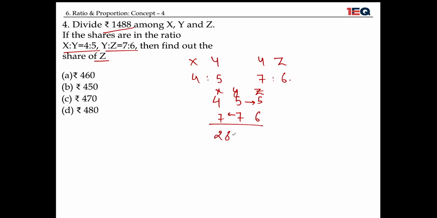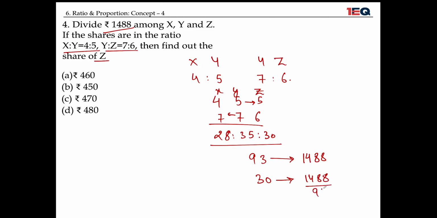7 4s are 28, 7 5s are 35, and 5 6s are 30. So this is the proportion. If all of them sum up to be 93, okay, 28 plus 35 plus 30, 8 plus 5 is 13, 3 plus 3 plus 2 plus 1 is 9, so it is 93. So the value of 93 is 1488. Then the value of 30, which is also the value of z, needs to be found out.